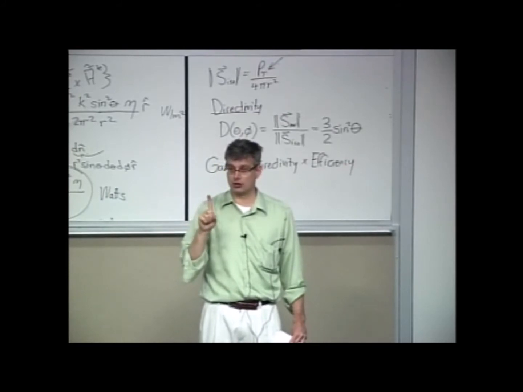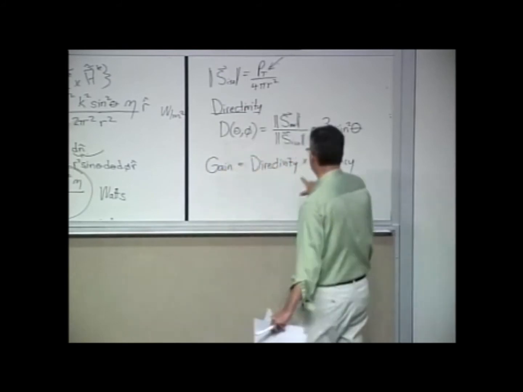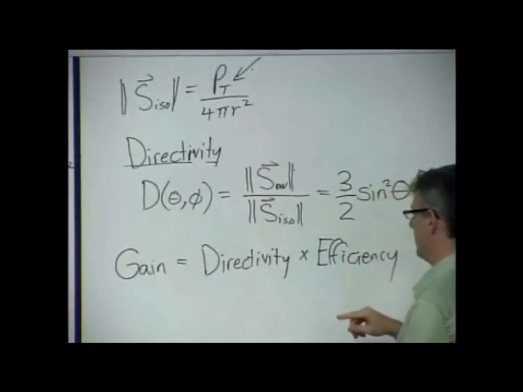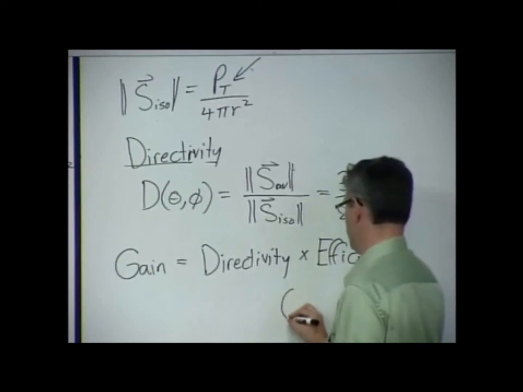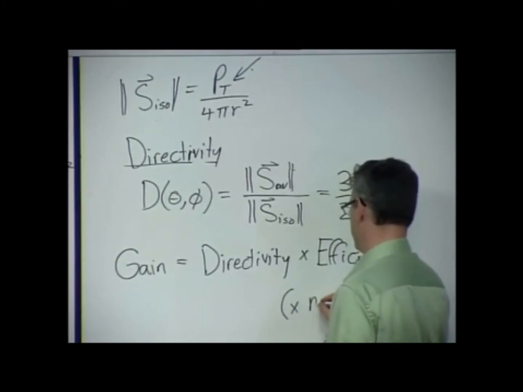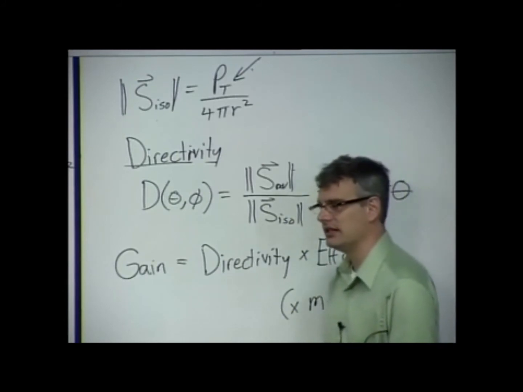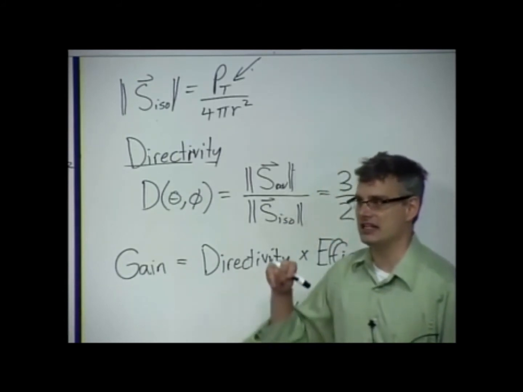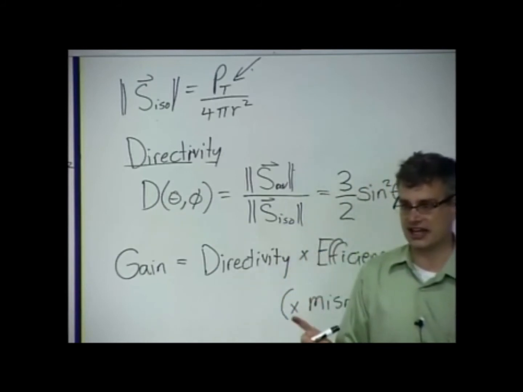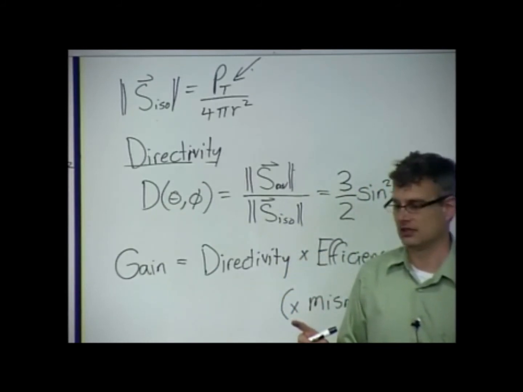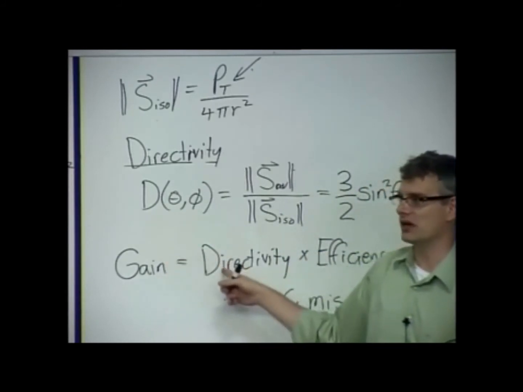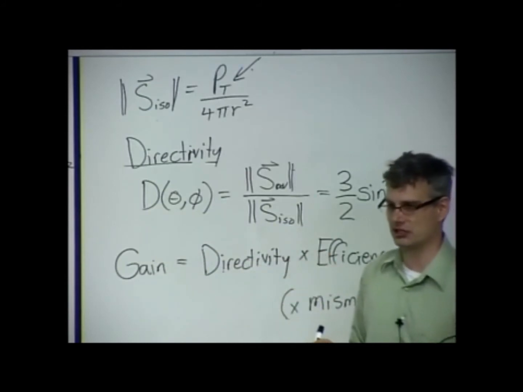So keep in mind, sometimes your gain that you pick off of the spec sheet not only has radiation efficiency, but it may also have mismatch losses mixed in there as well. Technically, that is called realized gain. This is called absolute gain if it's directivity times efficiency without the mismatch losses.